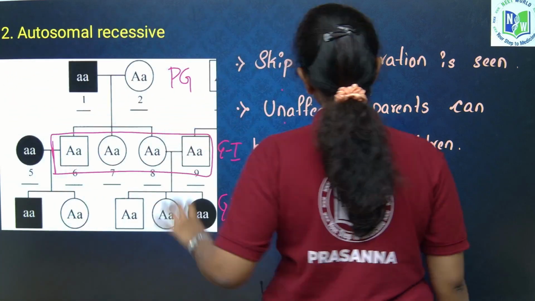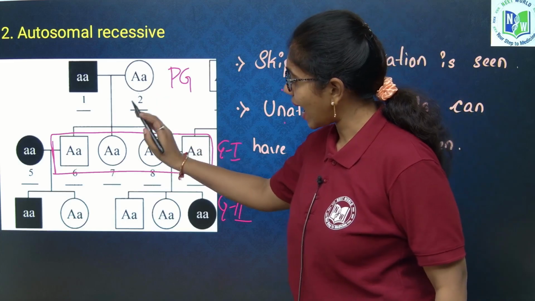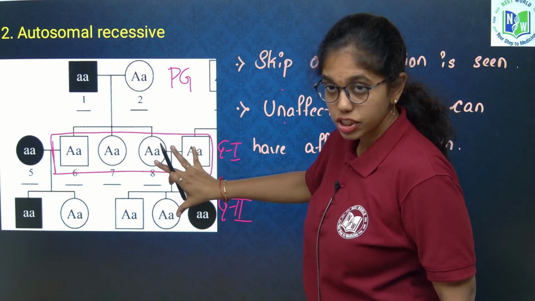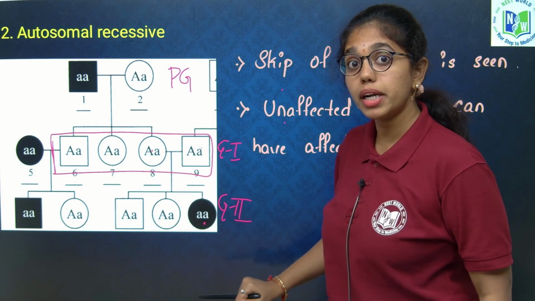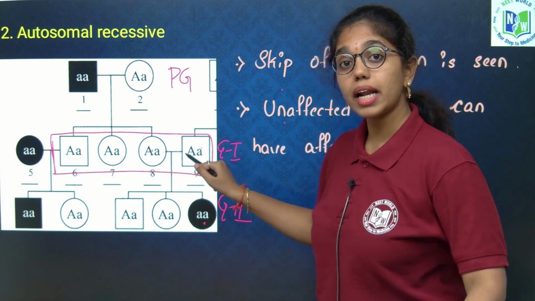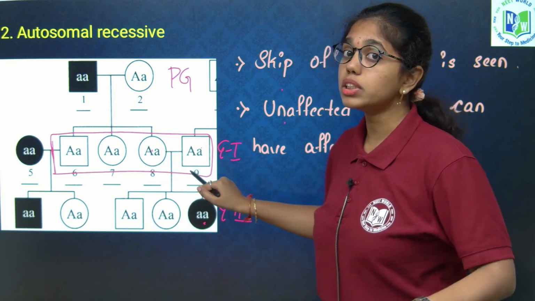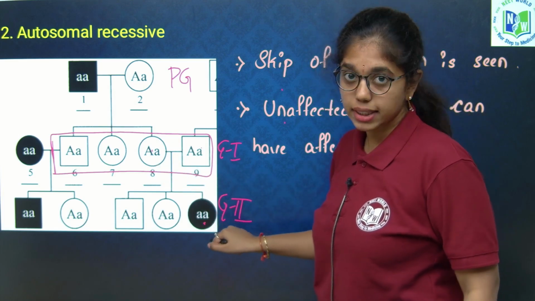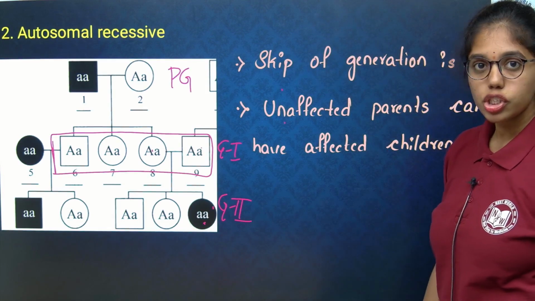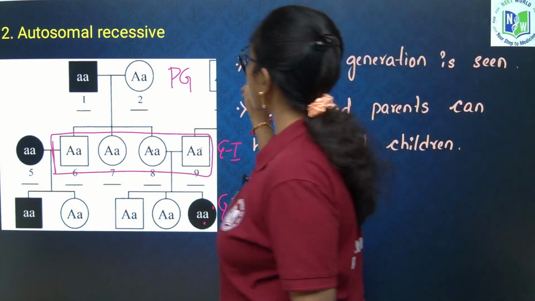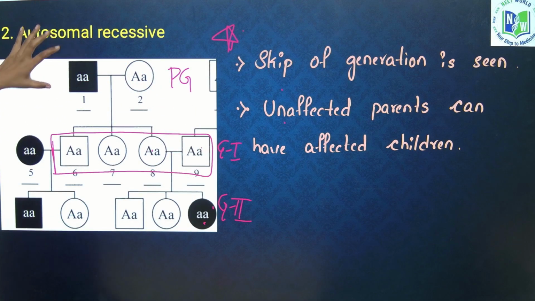Next, unaffected parents can have affected children. If you see in the second generation, unaffected parents can have affected children. The possibility is there. If both the parents are heterozygous, then of course any of the offspring can be homozygous recessive, no? In that case, unaffected parents can have affected children. Clear? So these are the important points you have to remember with respect to autosomal recessive disease.